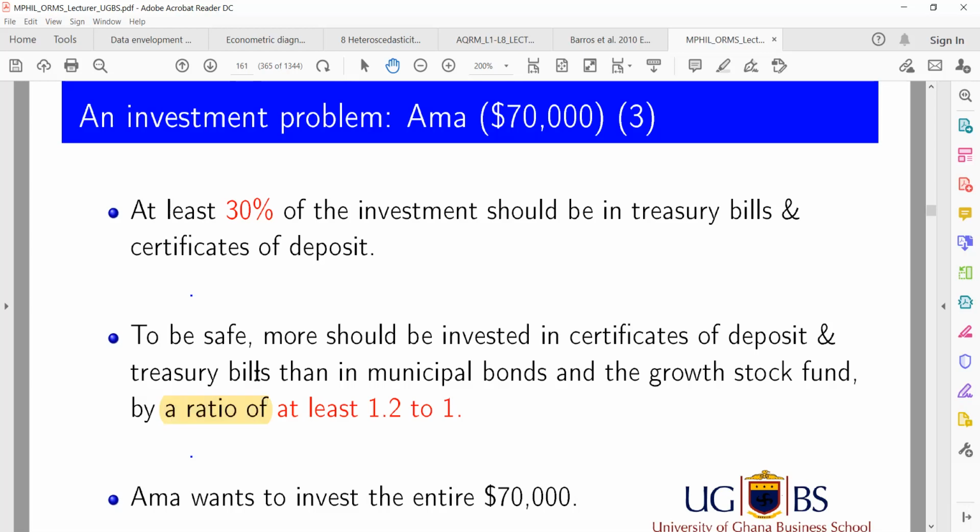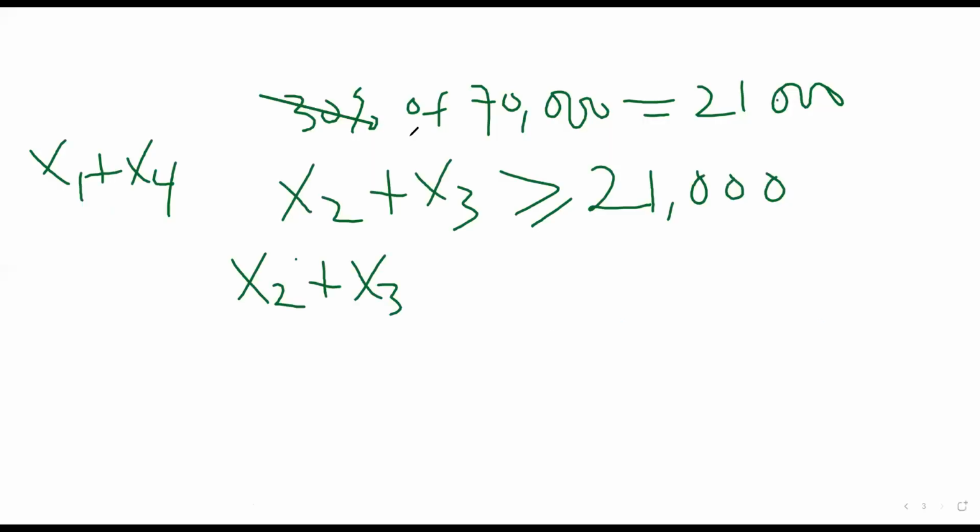By a ratio. What does the word ratio mean? Ratio means that something should be divided by something, isn't it? So if you look at the sentence which came first, the certificate of deposit and the treasury bills should be divided by the municipal bonds and the growth stock, like this. Excellent. Somebody is cracking the code even ahead of time. So it means that X2 plus X3 should be divided by X1 plus X4.